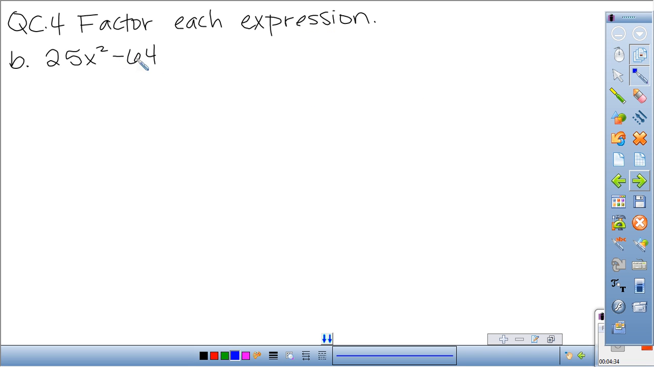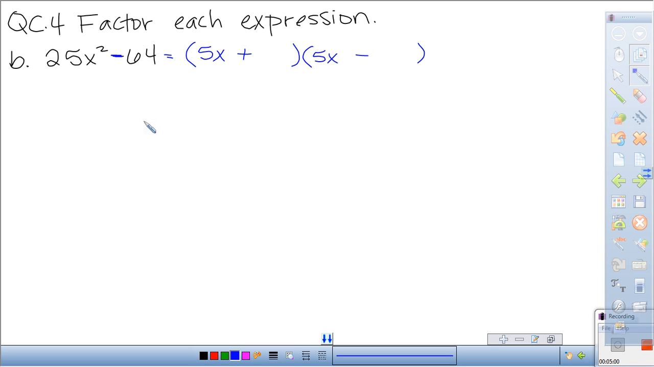Let's try another one. Quick check 4. Again, we're factoring the expression. You can check to see, is it the difference of two squares? It's definitely a difference. This is, in fact, a perfect square, and so is 64, so we know it falls under that rule where we have two binomials, one addition, one subtraction. We take the square root of the first term. The square root of 25 is 5. The square root of x squared is x, and that's our first term in each binomial, and the square root of the last term, 64, which is 8 and 8, and you can check it again by FOILing.